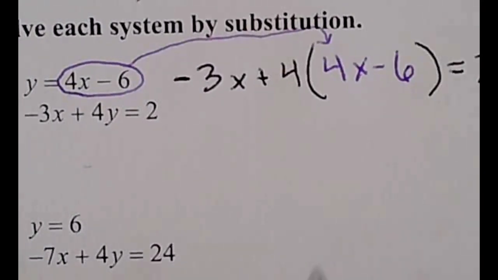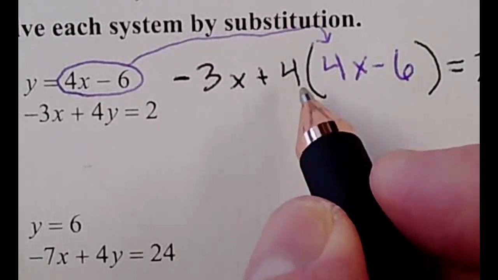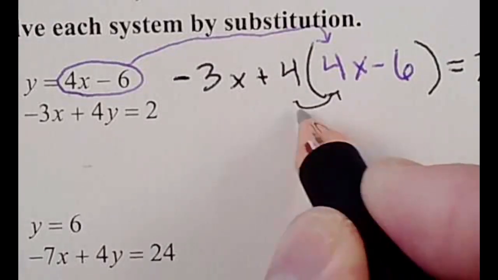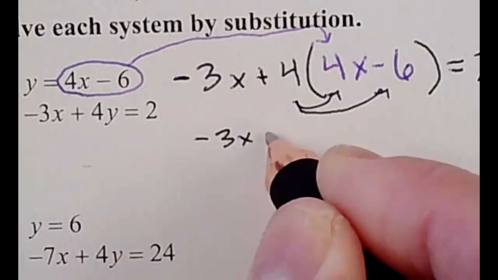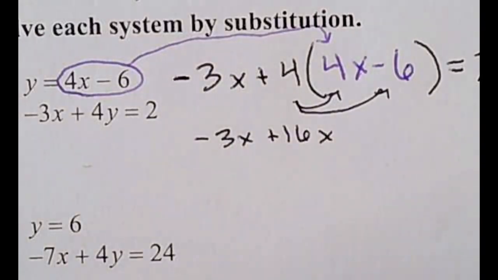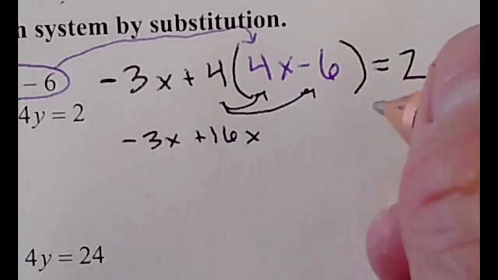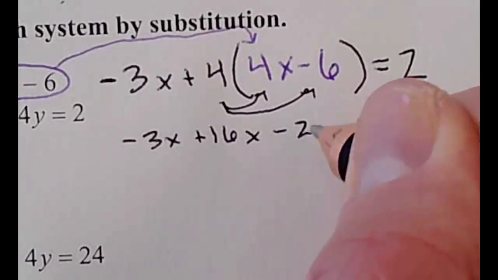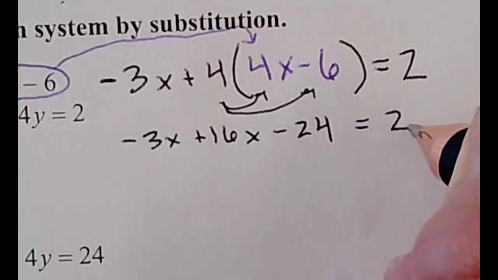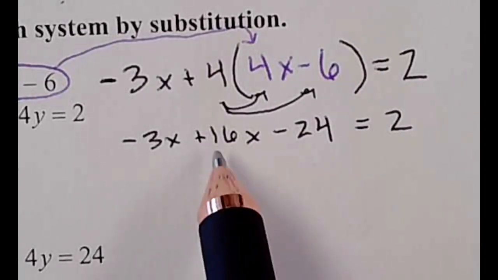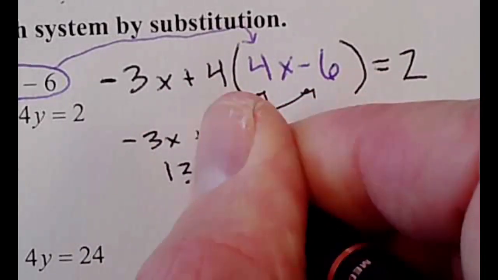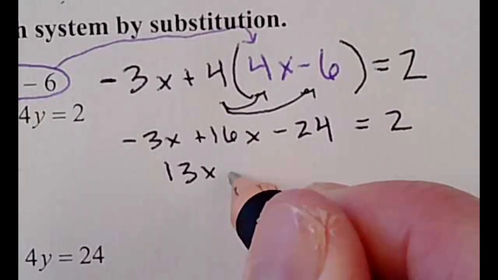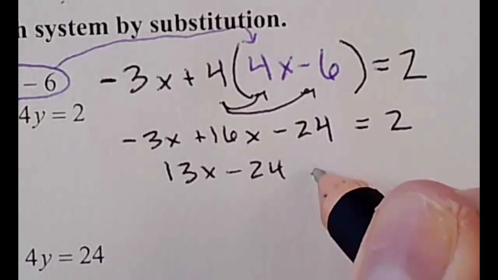So now what I'm going to do is solve this equation. I need to distribute the 4 to the 4x and to the negative 6. So now I have negative 3x plus 16x minus 24, equals 2. I simplify this side. I have 16x minus 3x, that's 13x, minus 24 equals 2.